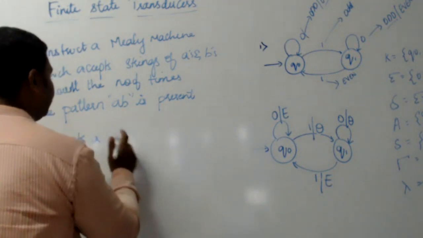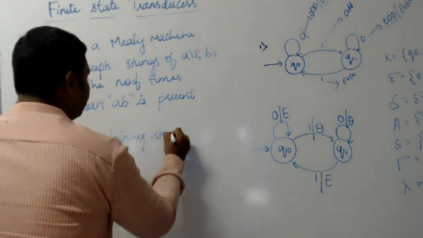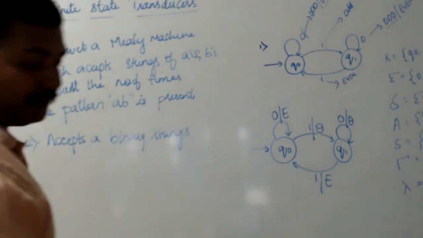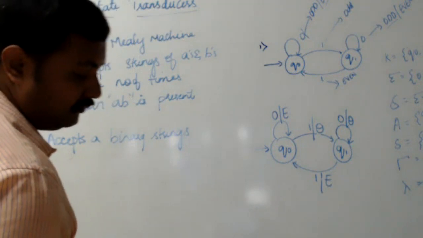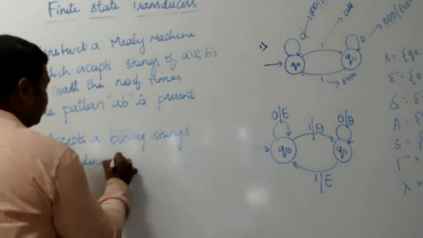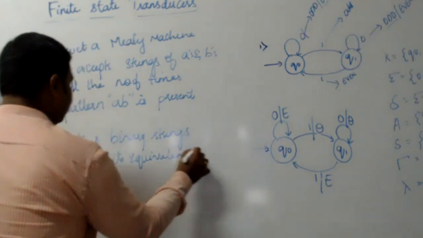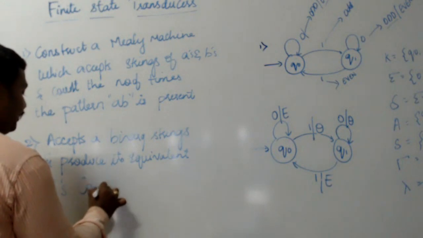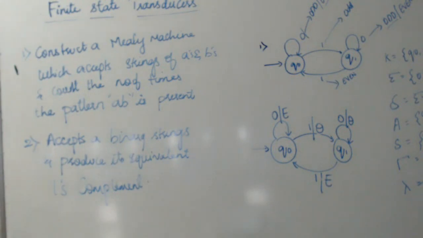Second question. Again, construct a Mealy machine that accepts binary strings and produces its equivalent one's complement. Okay, try to solve these two problems. Next, the Mealy machine we will discuss in the next class. Thank you.